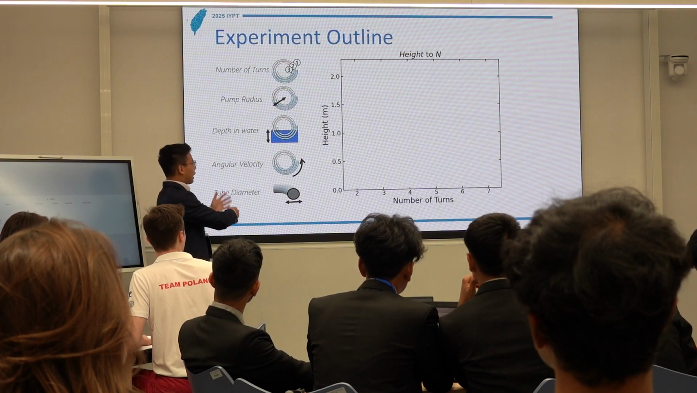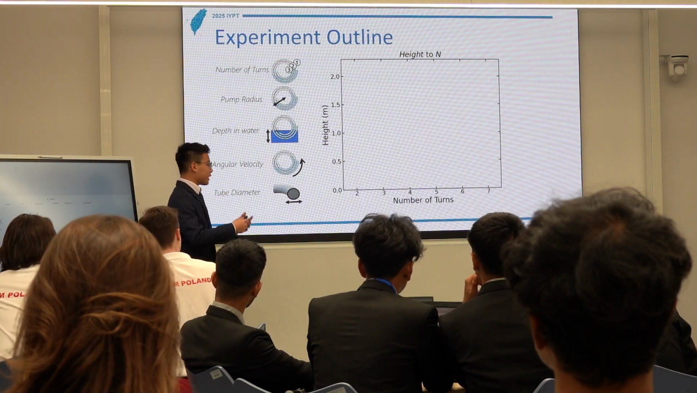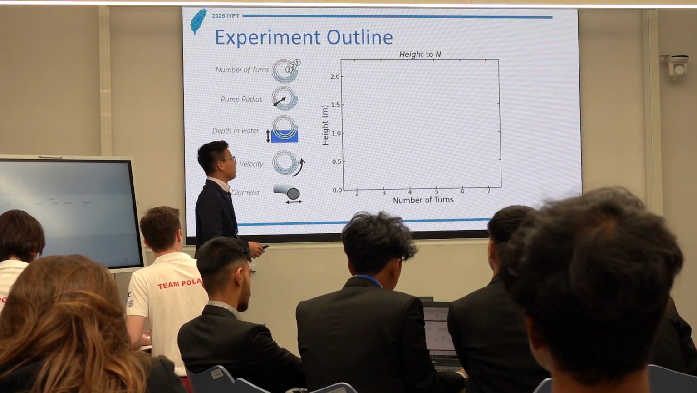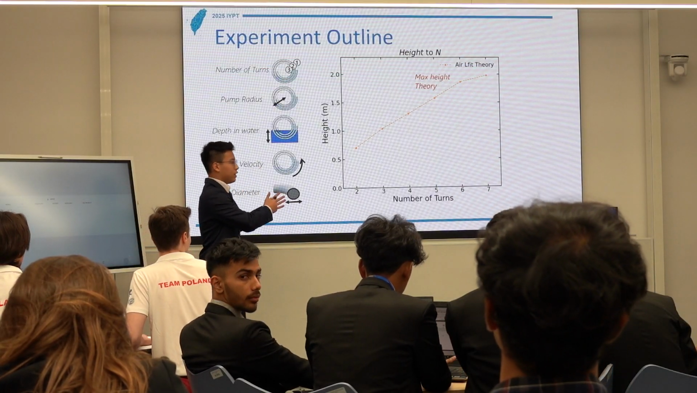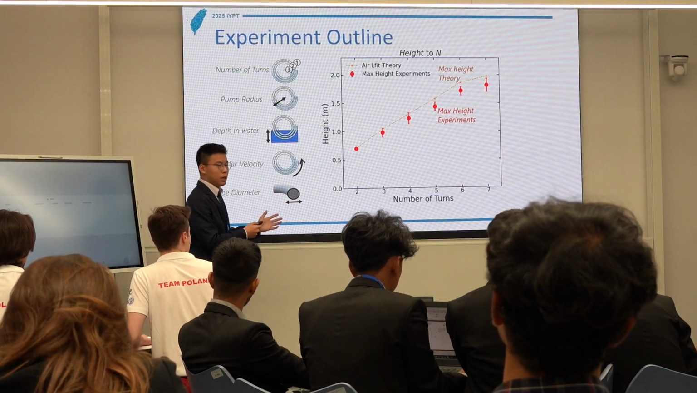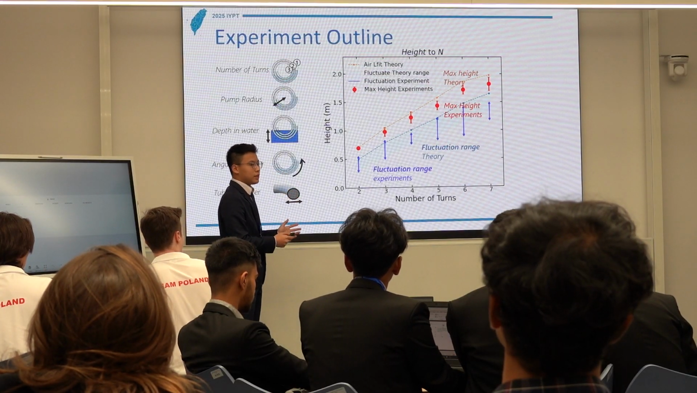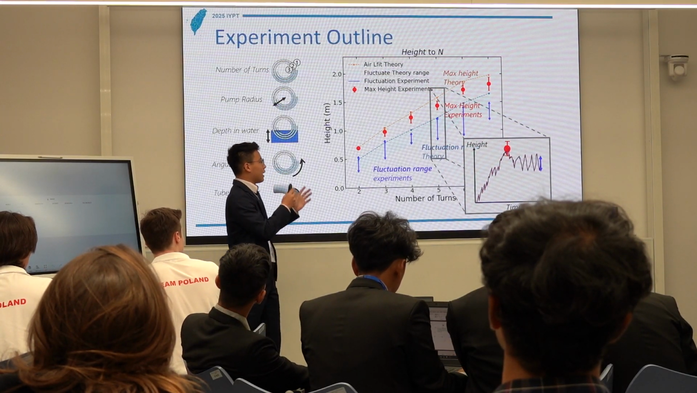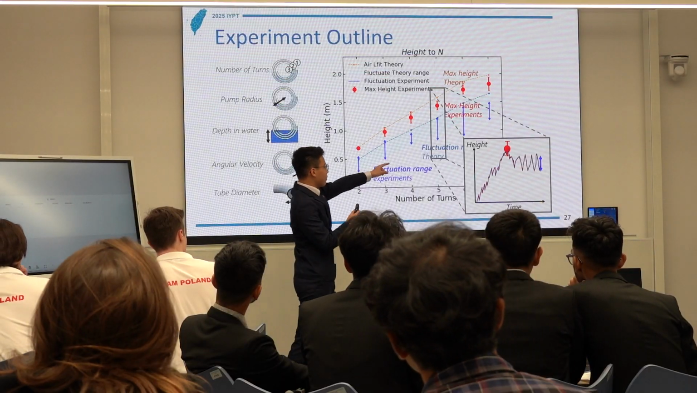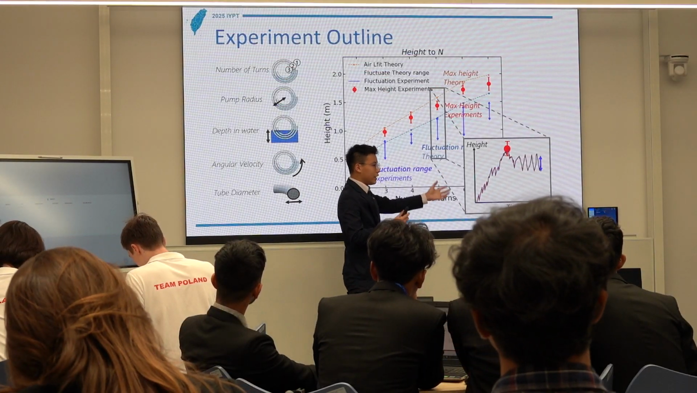So here are the 5 parameters I will be investigating, and I will have a quick introduction on how to read my graphs. So first, I will have a max height theory. Then we'll have a max height experiment, and a fluctuation range theory, and fluctuation range experiment. And for each data, I will run a height to time graph to determine the maximum height at the red dot and a fluctuating range in the blue arrow.